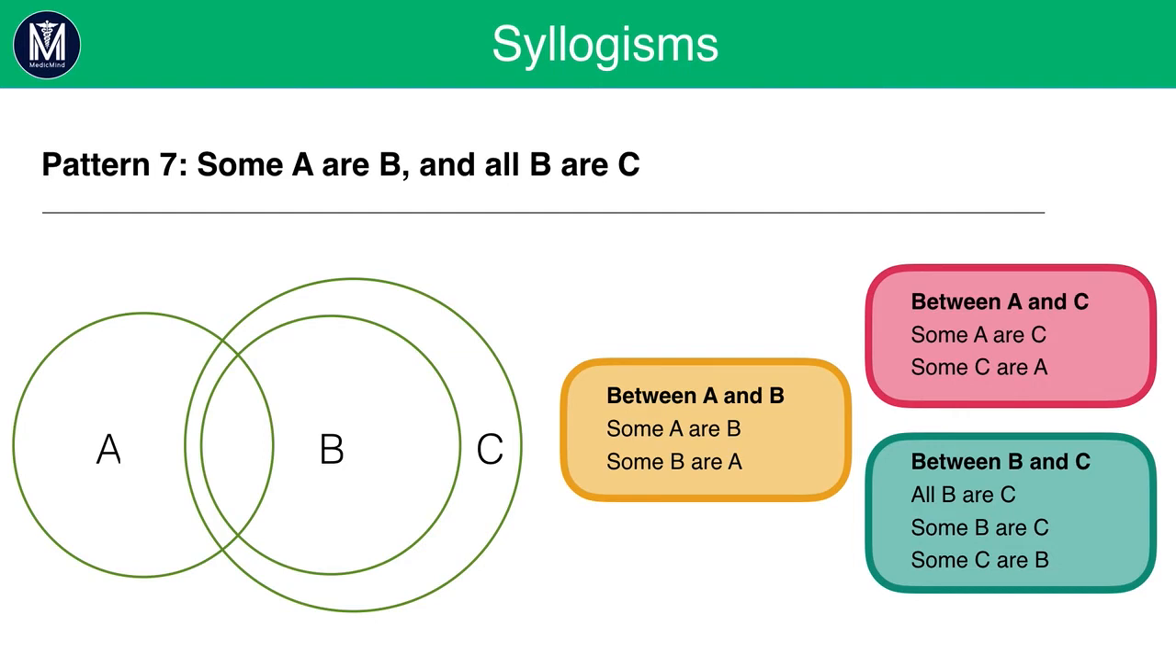First, let's look at A and B, the simplest pattern. We can tell that some A will be B, and by that same logic, some B will be A. We know that all B are C. If all B are C, we know that some B are C, and some C are B. Between A and C, there is overlap, because we know that some A will be C and some C will be A.